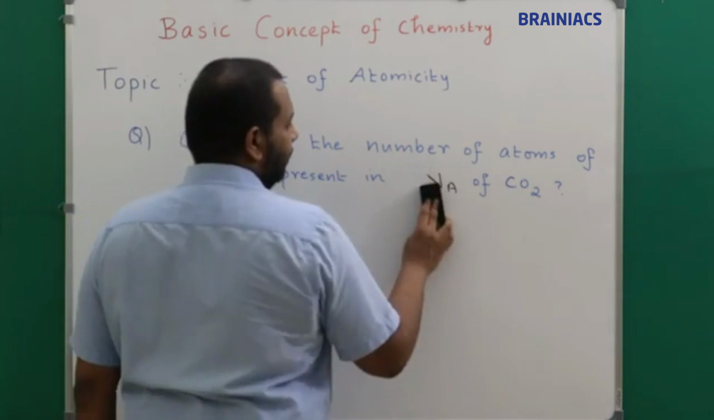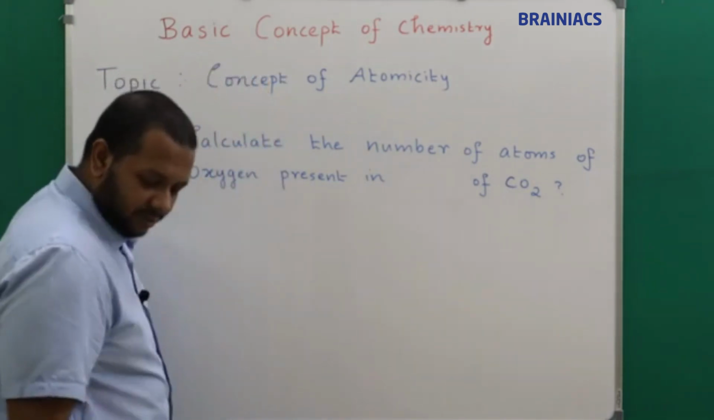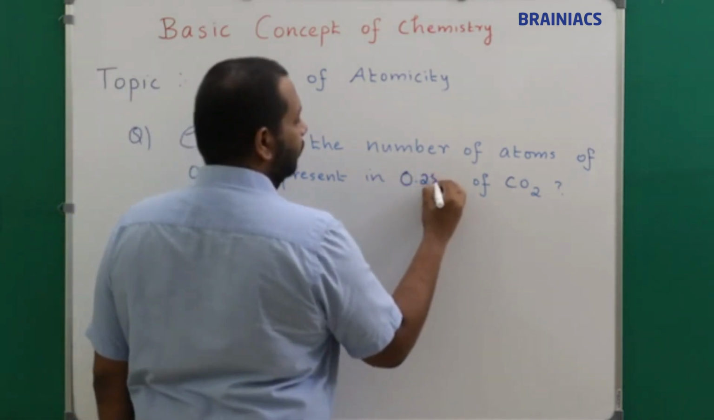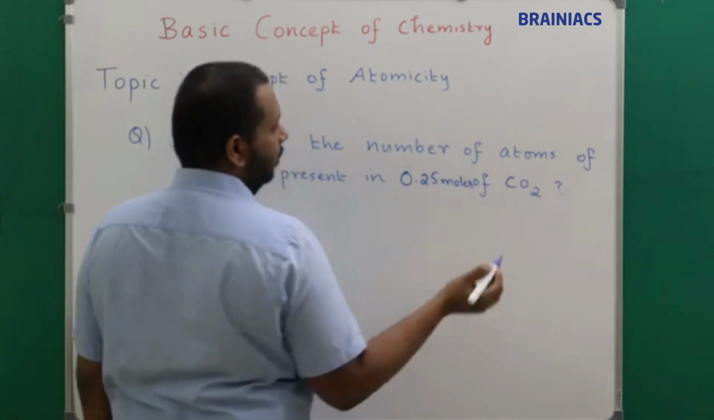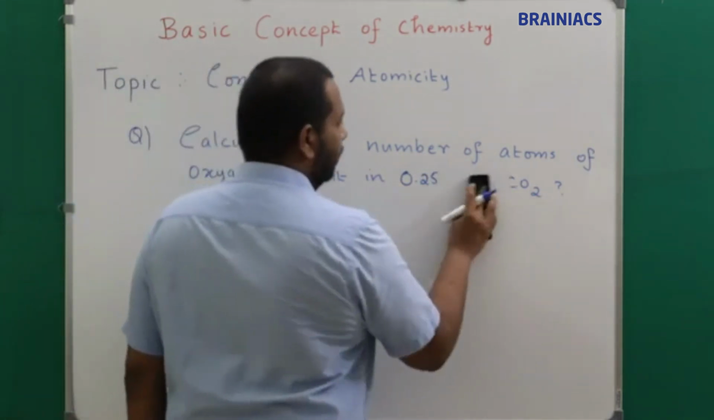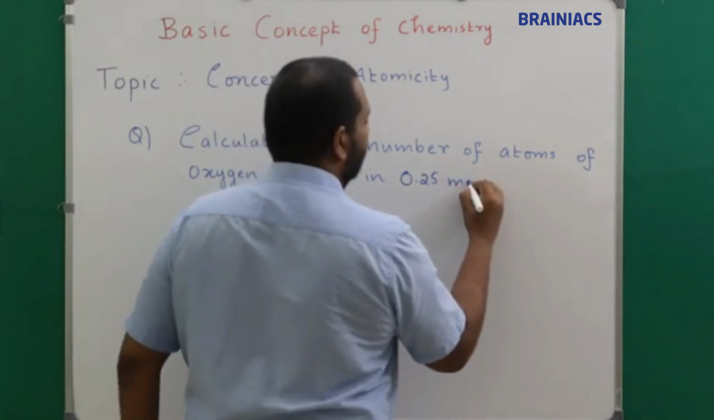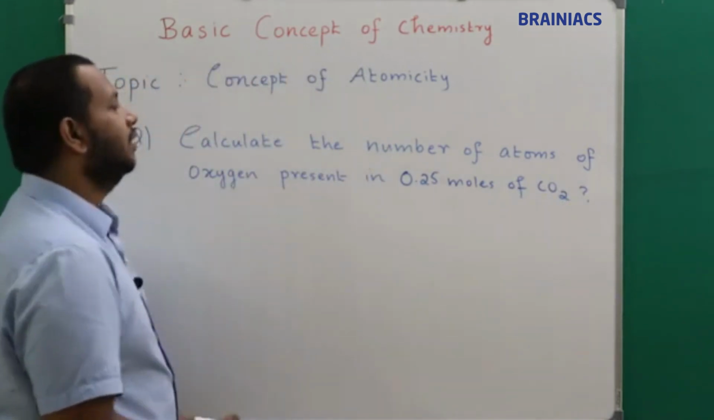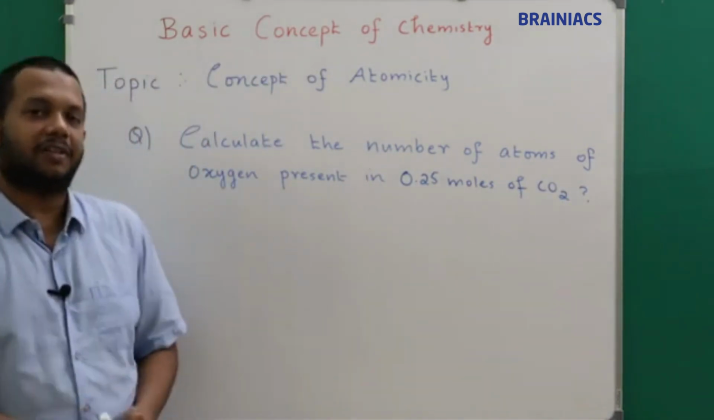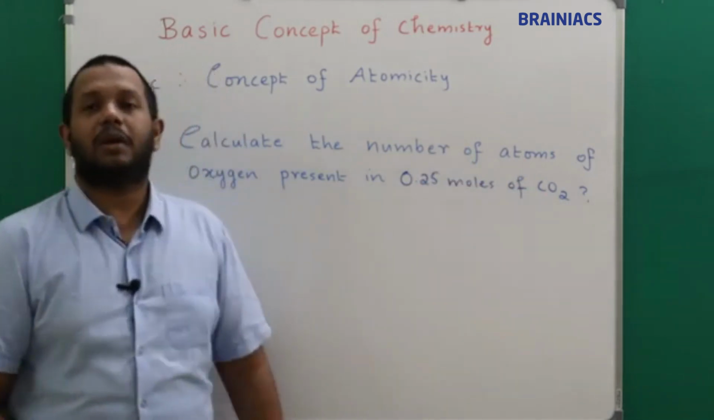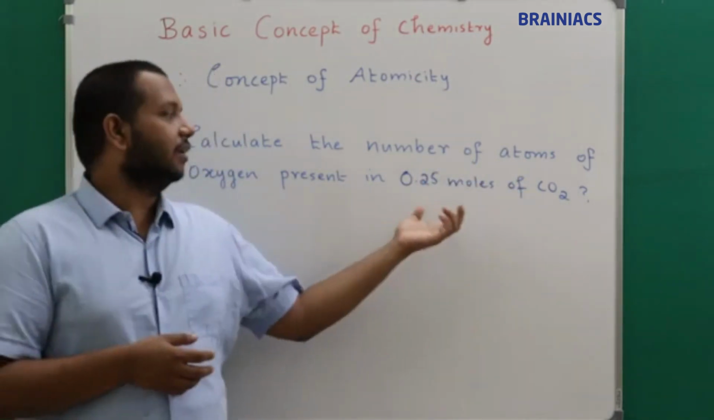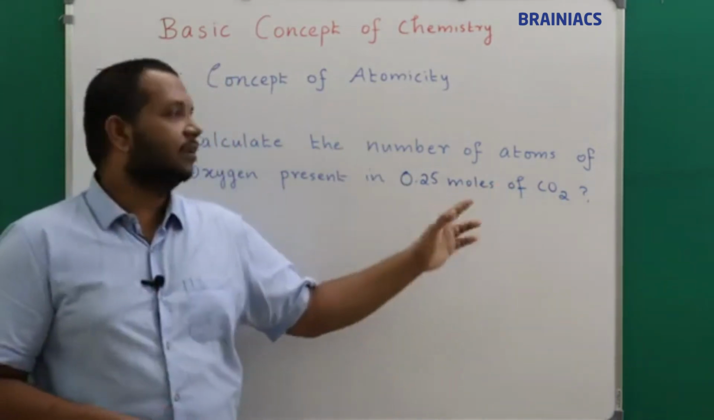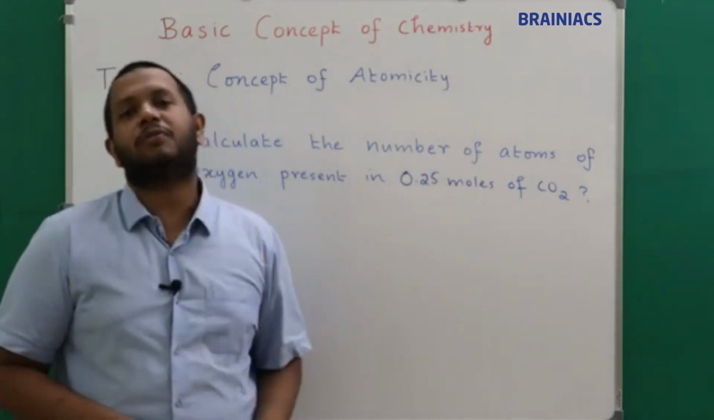Okay, so the third question will be something like this. Say, 0.25 moles of carbon dioxide, 0.25 moles of CO2. Tell me here, what is the difference? Again, the molecule is given and it asks you to calculate the number of atoms, but here you can see the quantity is given in terms of moles. So what is my first step? Convert this number of moles into number of molecules.